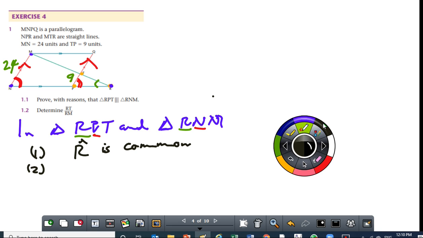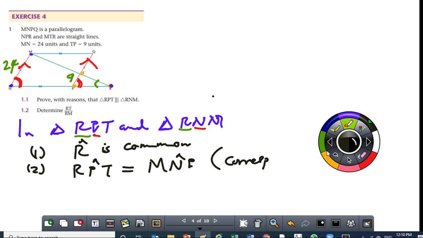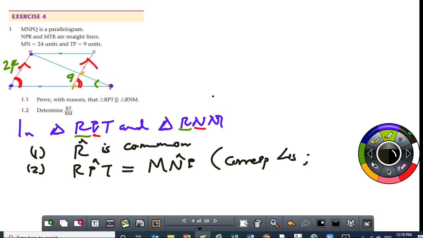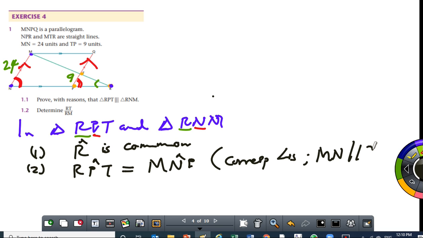So here, I've got P, but I can call it RPT. So I'll say angle RPT is equal to. Now remember, when you are naming, you must follow the order in the name of the triangle. So RPT is equal to this angle N, I can call it MNP. Then you give the reason: corresponding angles. When you write corresponding angles, you must take the lines that are parallel. So it will be MN is parallel to PQ. That's the reason that you have to write.